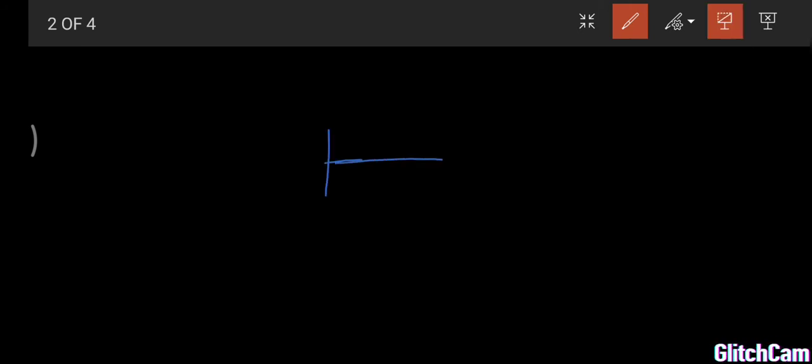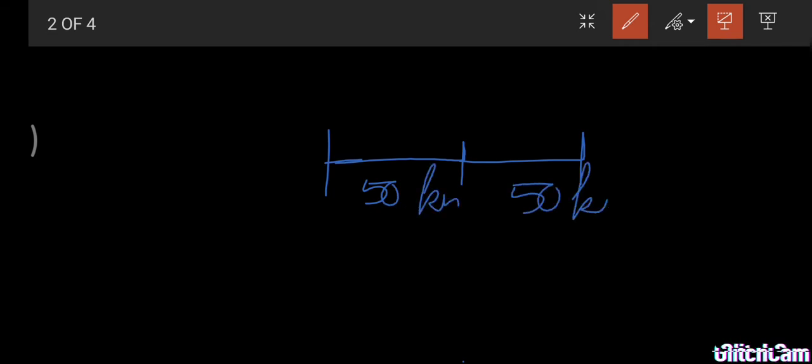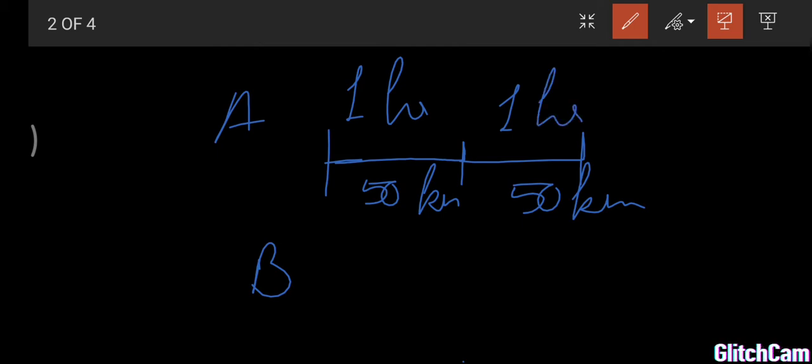this is one station and this is the next station. The distance between the stations is 50 kilometers, and here also 50 kilometers. Now there are two vehicles, A and B, that want to cross the stations. A covers the first 50 kilometers in 1 hour and the next 50 kilometers also in the same 1 hour. But B covers the first 50 kilometers in 1 hour and the second 50 kilometers in 30 minutes.